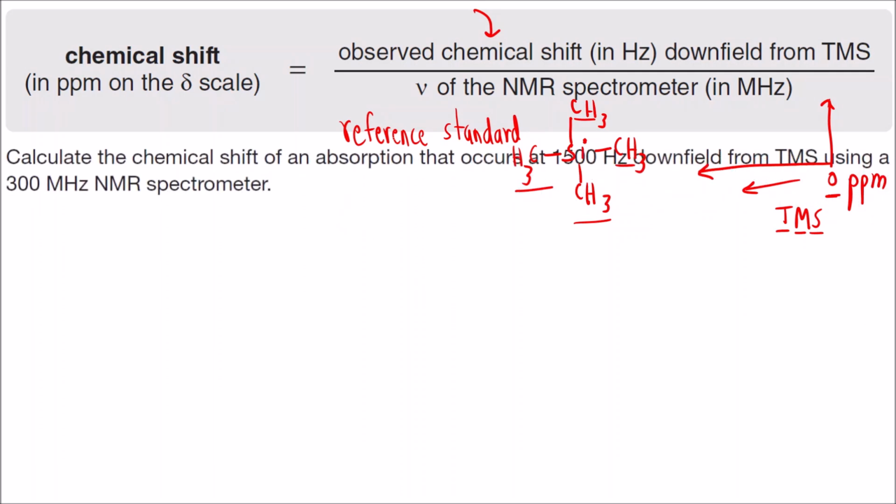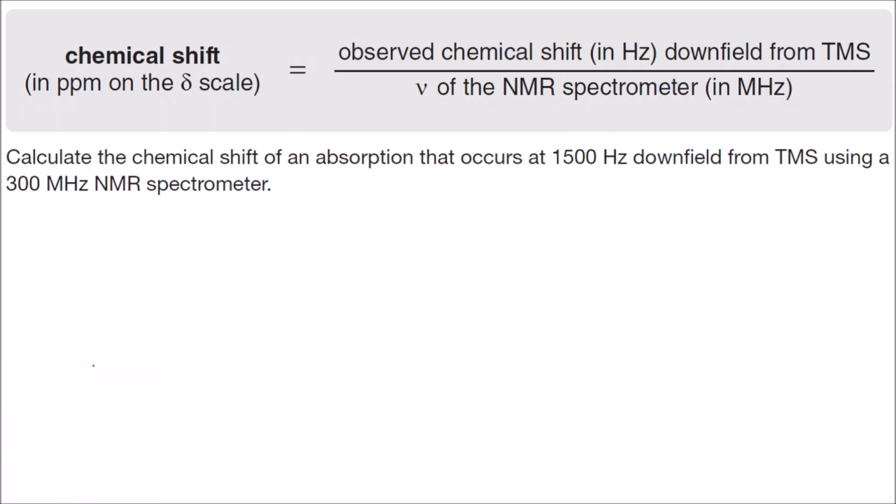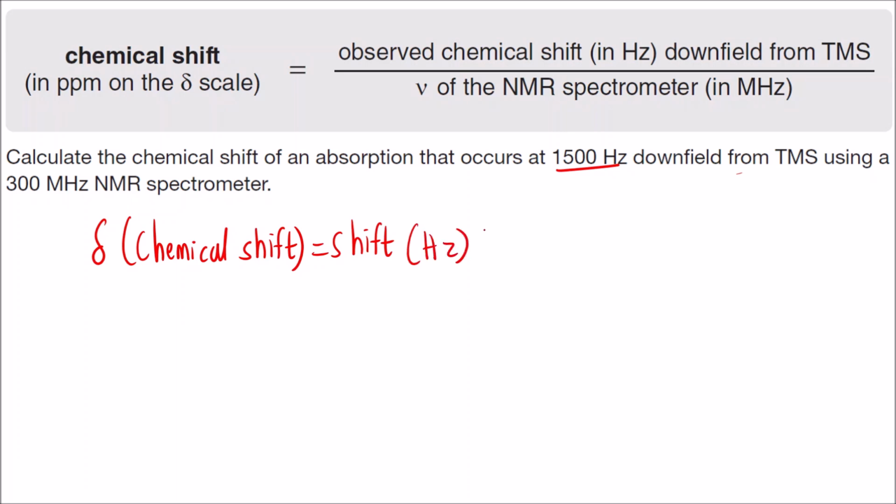Okay, let us understand this with the help of an example, one numerical. Calculate the chemical shift of absorption that occurs at 1500 Hz downfield from TMS using a 300 MHz NMR spectrometer. So what is the formula for chemical shift? It is the observed chemical shift from the TMS, in Hertz, divided by the operational frequency of the NMR instrument.